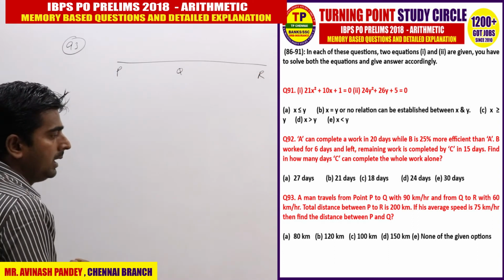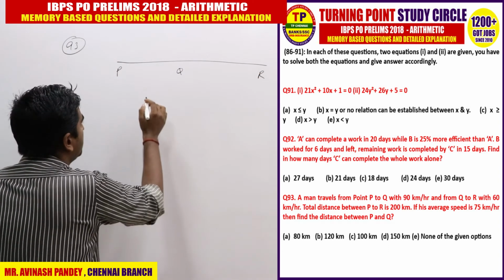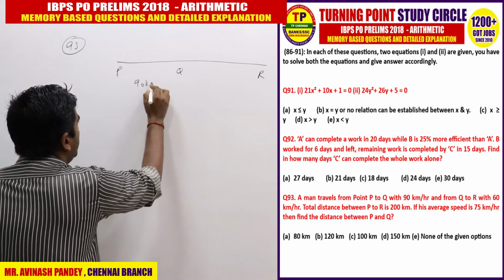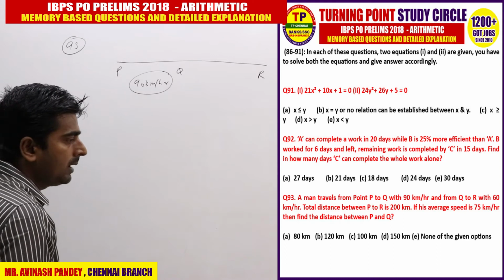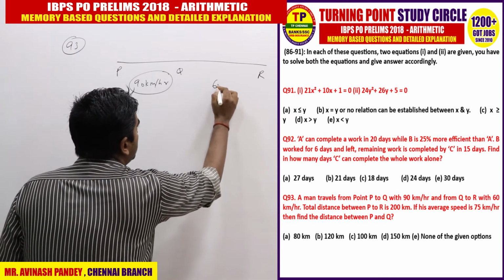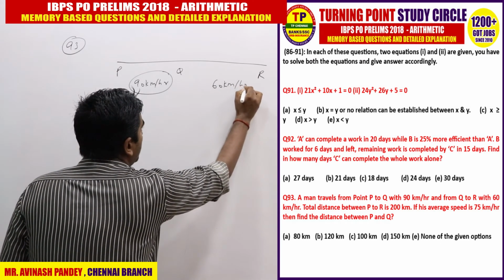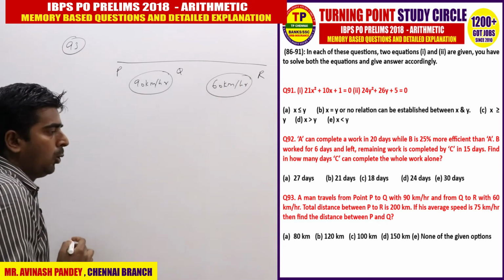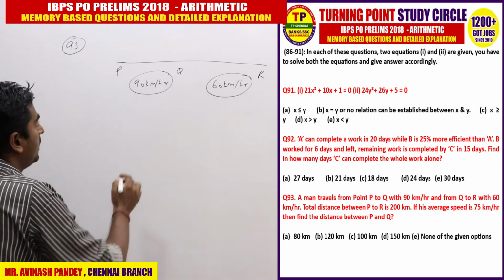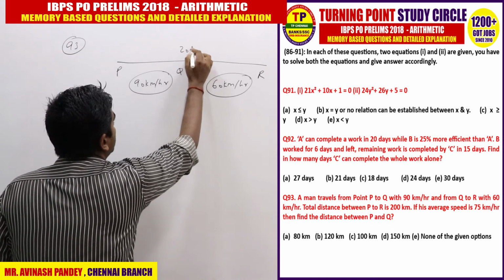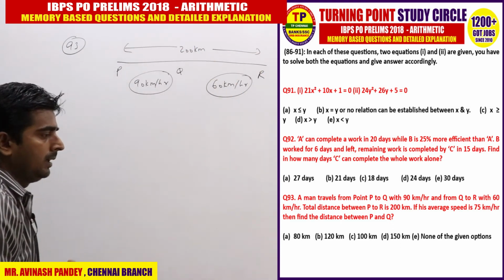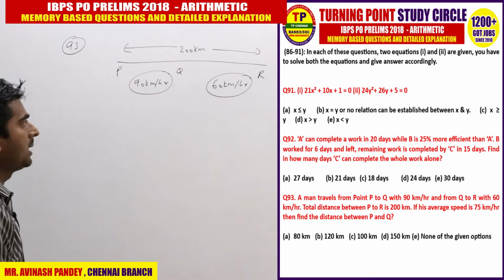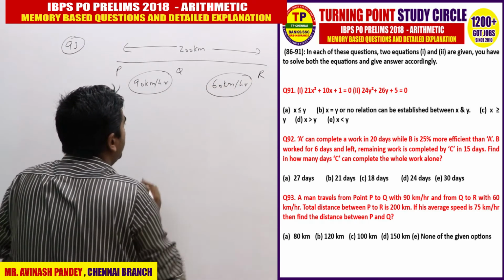What they have given you: a man traveled from point P to Q with the speed of 90 km per hour. Then from Q to R with a speed of 60 km per hour. Then the total distance between P to R is 200 km. If his average speed is 75 km per hour, so average speed is nothing but this middle value, right?